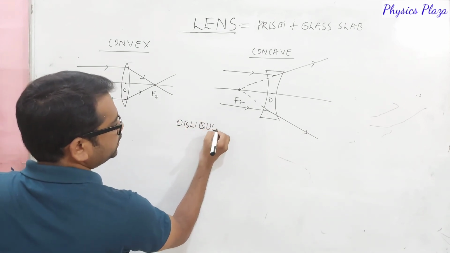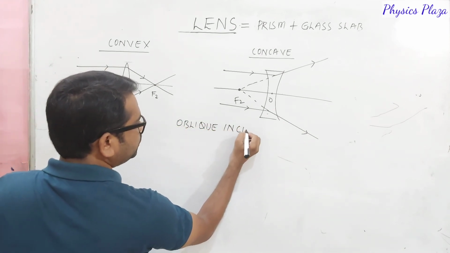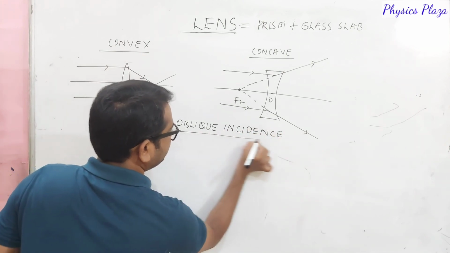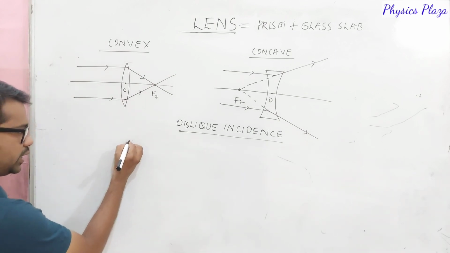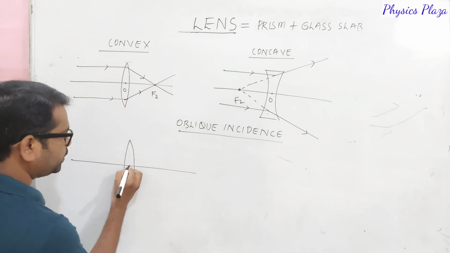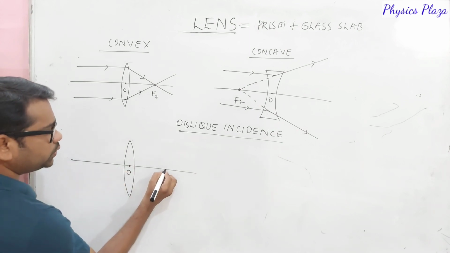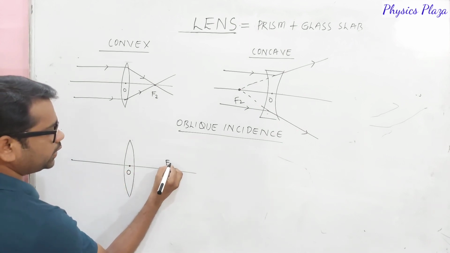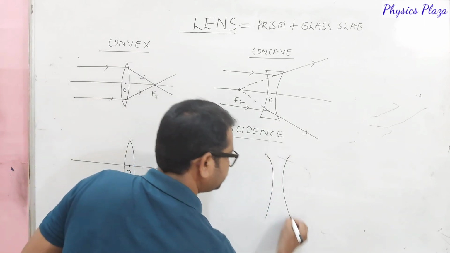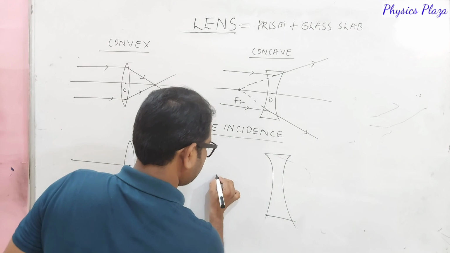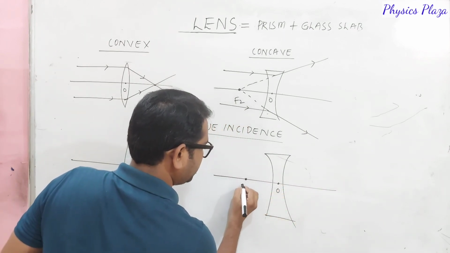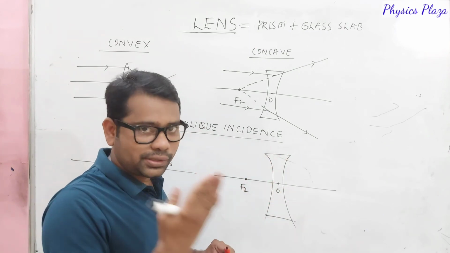But dear children, oblique incidence. Oblique incidence means what? Let me tell you. This is very, very important. Children, here is the convex lens and here is the optic center, and we know that this is f2. For a concave lens also, f2 will lie on this side, or sometimes we can write f directly because it is a focus.